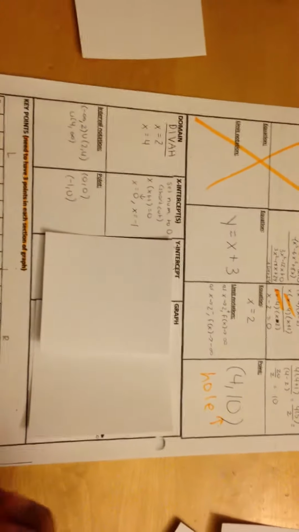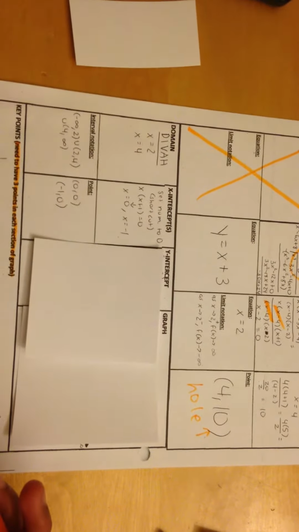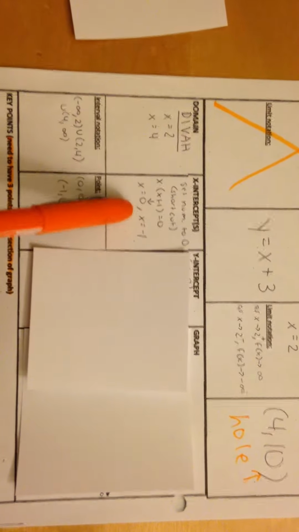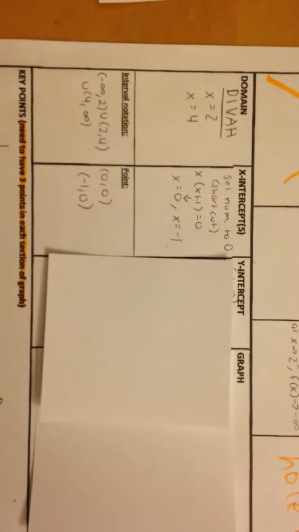Now that we have found our domain, we have to find our x-intercepts. A shortcut to find our x-intercept is to set our numerator equal to 0. So x times x plus 1 equals 0, and we get x equals 0 and x equals negative 1. Our points would be (0, 0) and (negative 1, 0).